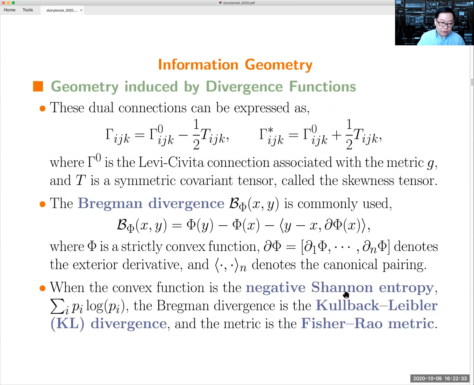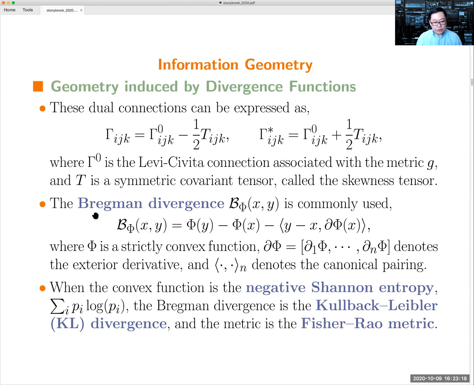So these dual connections, of course, can be expressed in terms of the Levi-Civita connection, as well as a skewness tensor. What's going to happen then is that this skewness tensor is going to show up later in the discussion, because that's the inverse problem: these divergence functions induce metrics, and they induce this pair of affine connections. So the inverse question is, if you prescribe a pair of affine connections and you prescribe a metric, can you then construct a divergence function which induces those things? And we'll see how that happens later on.